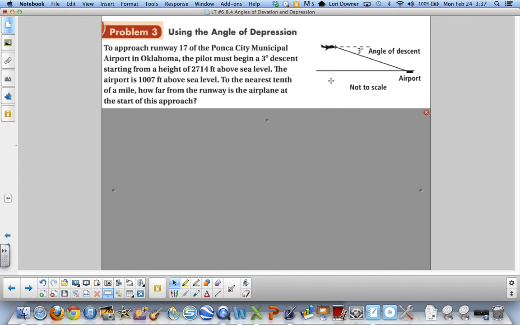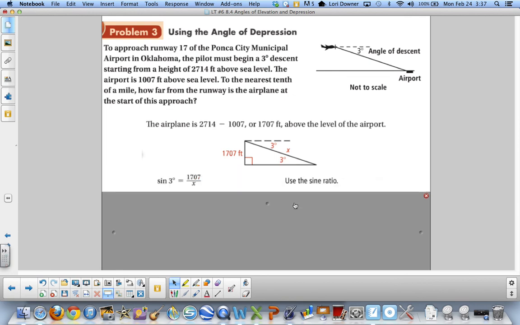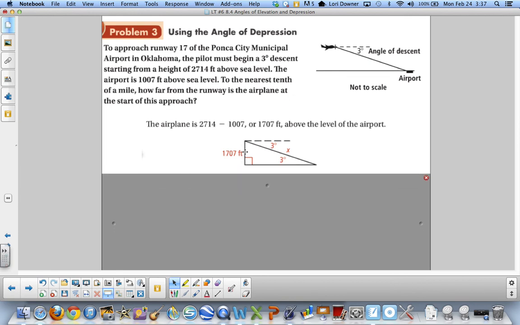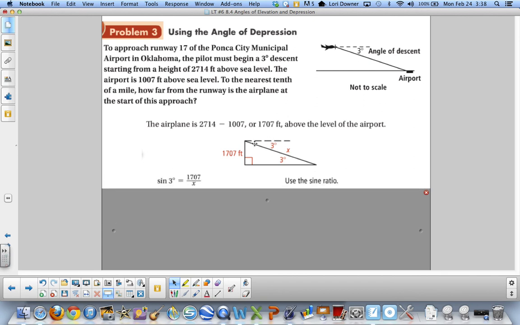To the nearest tenth of a mile, how far from the runway is the airplane at the start of the approach? So in setting this up, I've got my right triangle, and this right here is 1,707 because I needed to subtract off my feet above sea level. The plane was able to tell its total feet above sea level, but the airport being on land was above sea level, and we had to subtract that off. So I get the 1,707. Here's my plane up here. 3-degree descent. That tells me that this angle is also 3 degrees because these are alternate interior angles. And I'm trying to solve for x.